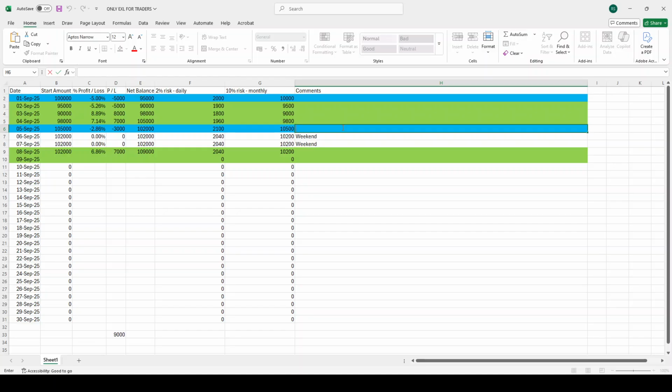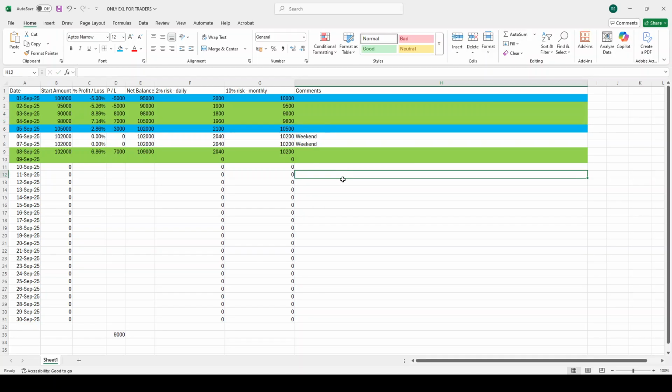Whatever the reason is, just write it over there. You don't have to write I lost money. Just write a bad entry, or too many trades, overtrading, whatever you think your error was. On good days, you don't have to write anything. If you feel like writing, write the trade went well or whatever you want. But on bad days, make sure you write why it was bad.